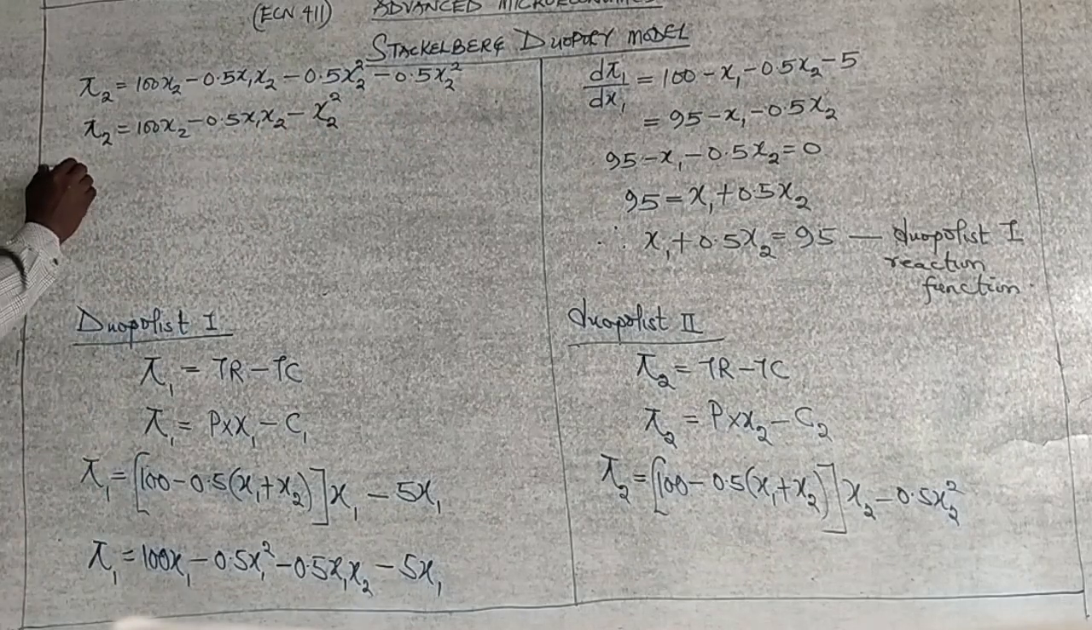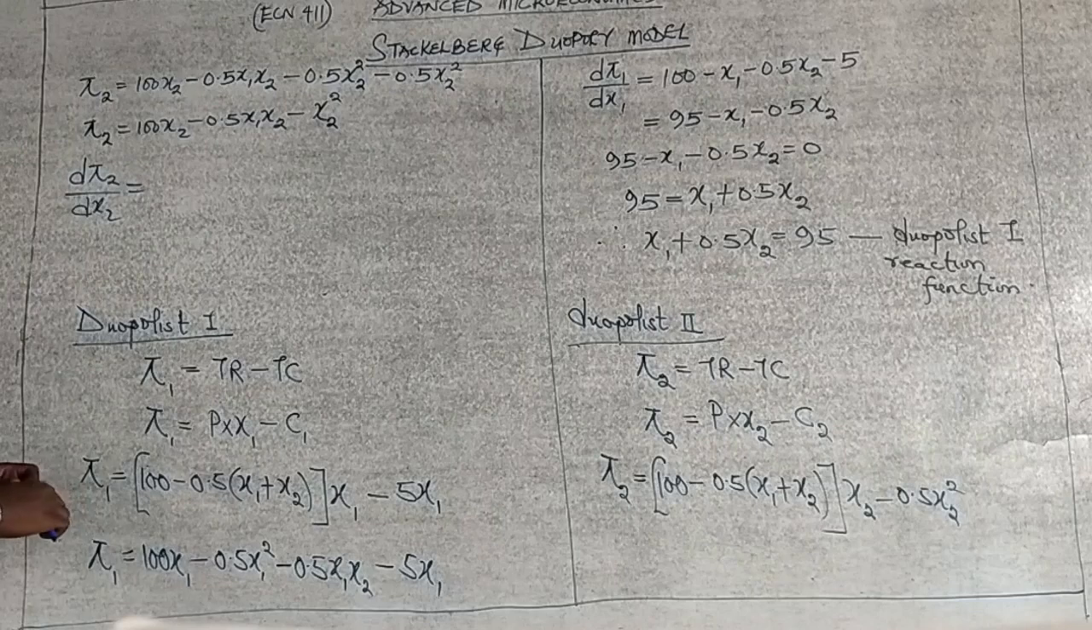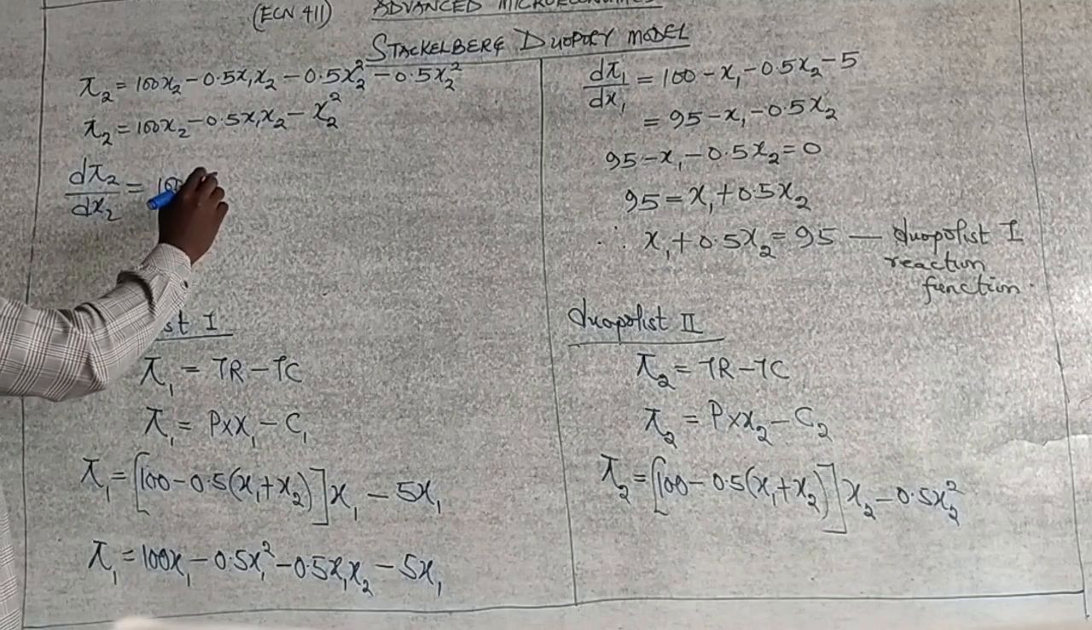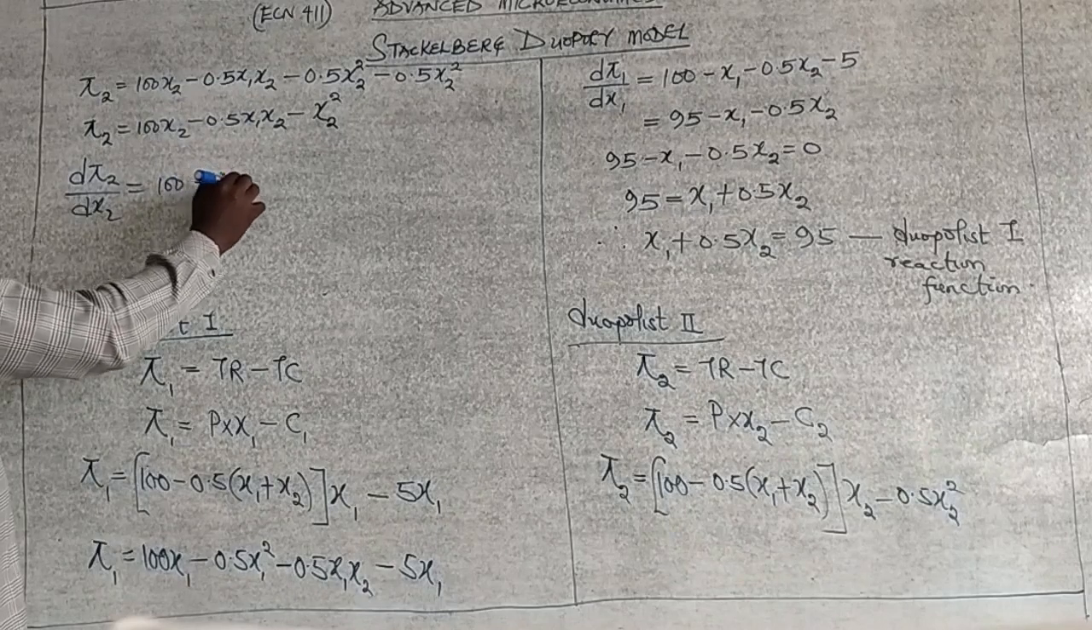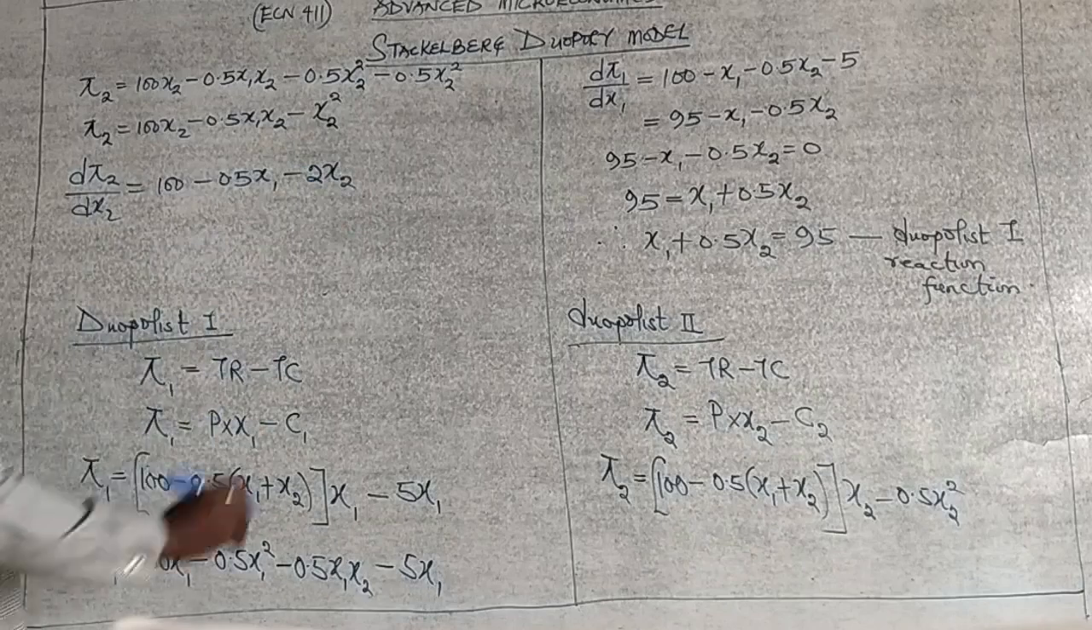Okay, so from here, let's find the derivative of profit 2 with respect to x2. What will I have? 100 minus 0.5 x1 minus 2x2. Do you agree? Yes.